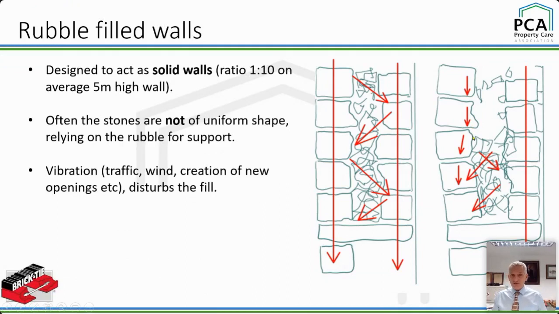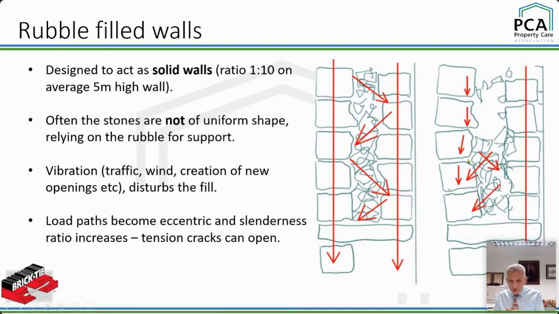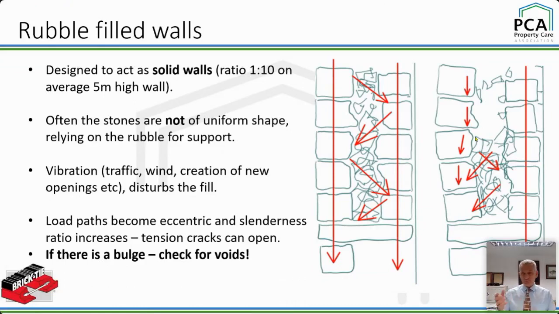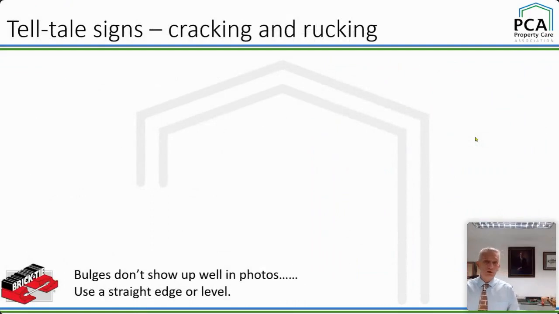And that does several things. Okay, the load paths can become eccentric, and the slenderness ratio, because there's a big void there, gets much higher, because basically now that outer leaf hasn't got the support. It's not got this load sharing. And so some of the stones may even tilt a little bit. And if you've got compression on one side, because it's tilted in, you've got tension on the other, so you'll get cracks. Okay, so this is the purpose of this slide: if there's a bulge in a wall, especially a rubble-filled wall, but it applies to brickwork for other reasons, if there's a bulge, check the cavity, check for voids. Or just assume the voids are there. They likely are. All right. So, telltale signs.